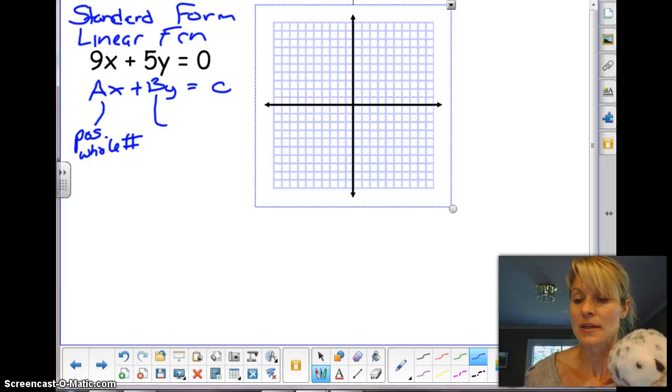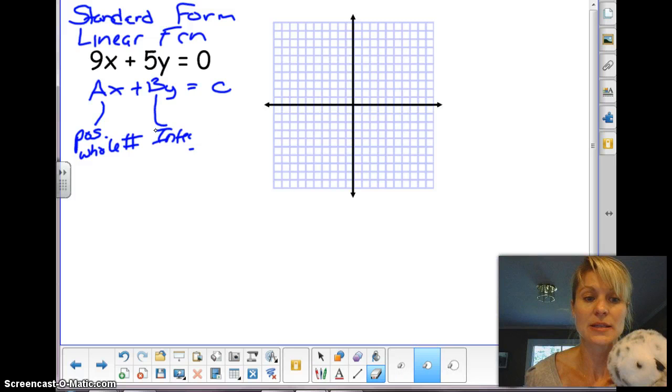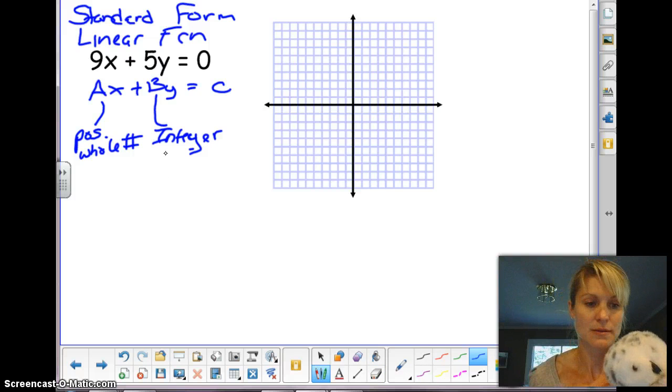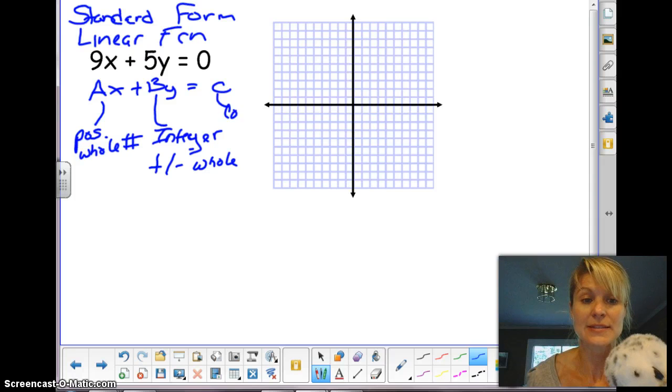Now the b can just be an integer, which means it can be a positive or a negative whole number. And then this c here is a constant, and hopefully you remember from yesterday that constants are a number without a variable. Okay, so this here is in standard form.